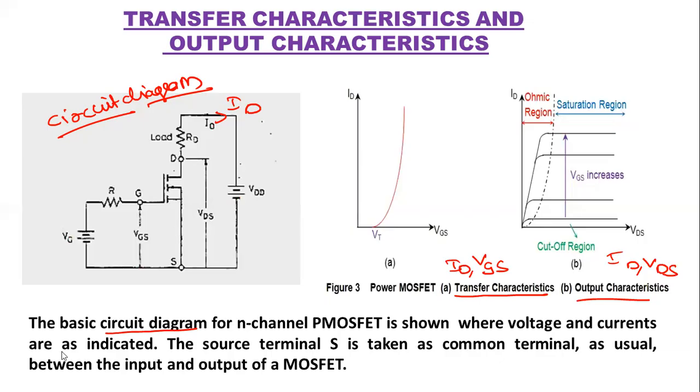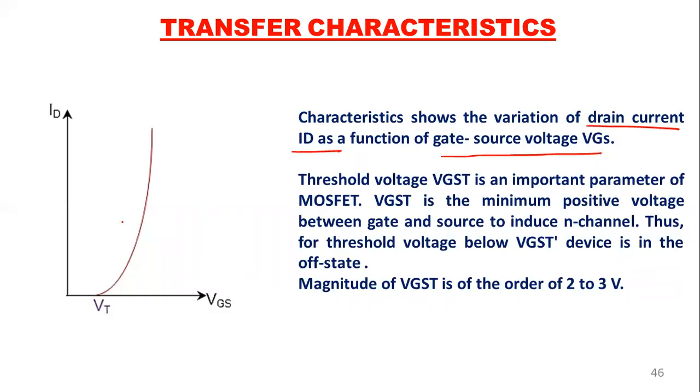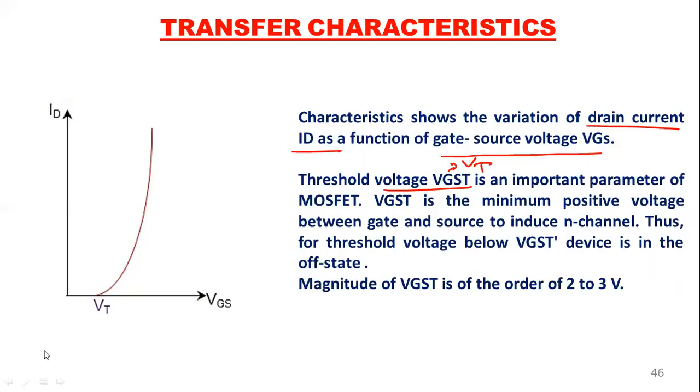An explanation of the transfer characteristic: it shows the variation of drain current ID as a function of the gate source voltage VGS. The threshold voltage VGS(th), or VT, is an important parameter of the MOSFET. It is the minimum positive voltage between the gate and the source to induce the N channel.